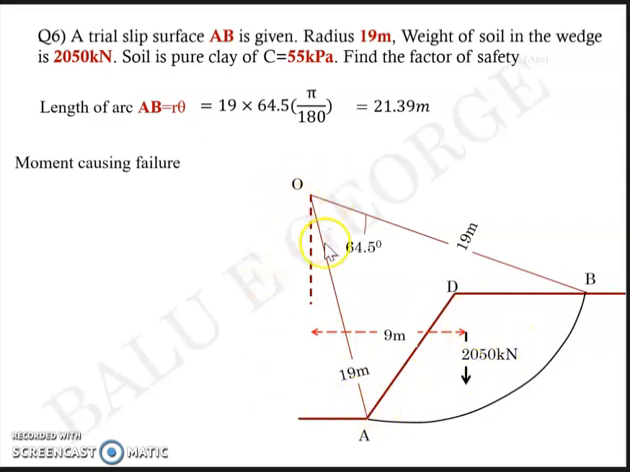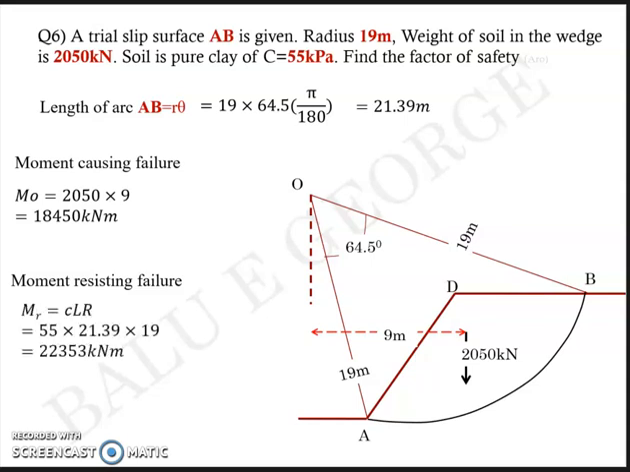with respect to O. So the value MO is equal to 2050 into 9, which is 18450 kilonewton meter. That is the moment which tries to fail the slope downward and outward. Now, the moment resisting failure is equal to CLR. C is the unit cohesion, L is the length of the arc that we have just now determined, R is the radius. So in short, you have C unit cohesion acting all along the length of arc AB.